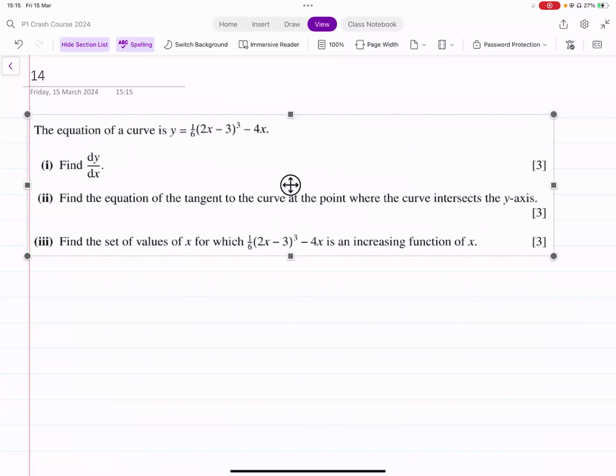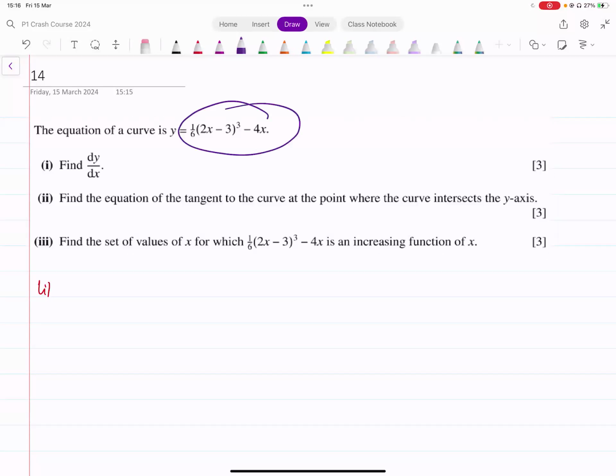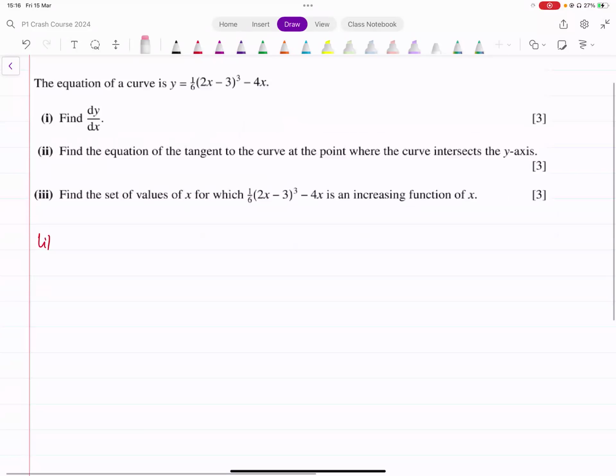Okay. So it says the equation of a curve is y equals 1 over 6 into (2x minus 3) whole cube minus 4x. This is the equation of a curve. In the first part, we need to find the derivative of this curve. What's the derivative of this curve? dy over dx. Let's figure that out first. y equals 1 over 6 into (2x minus 3) whole raised to the power 3 minus 4x. That's what the function is.